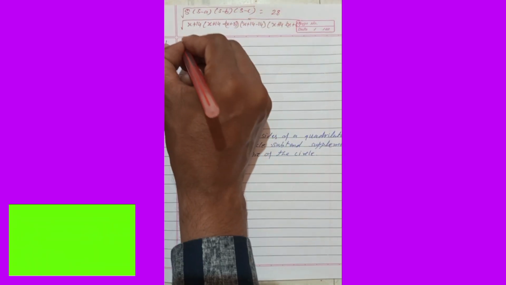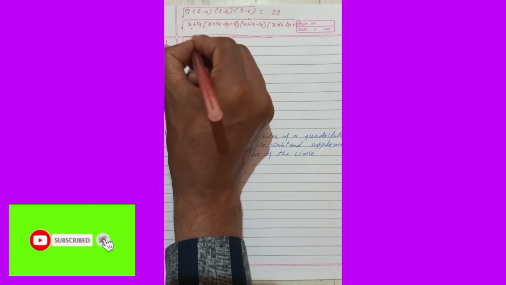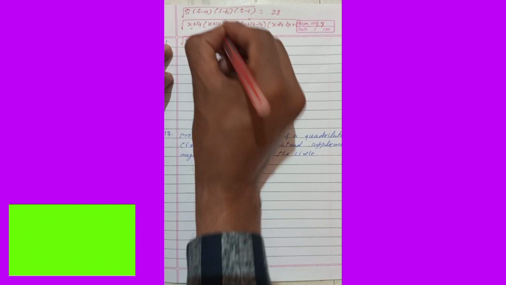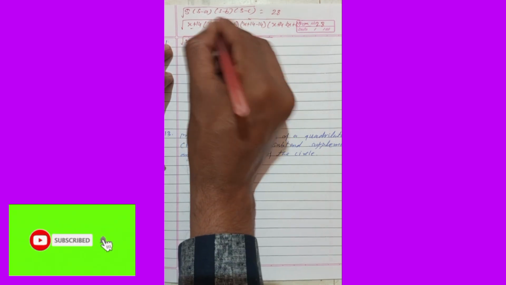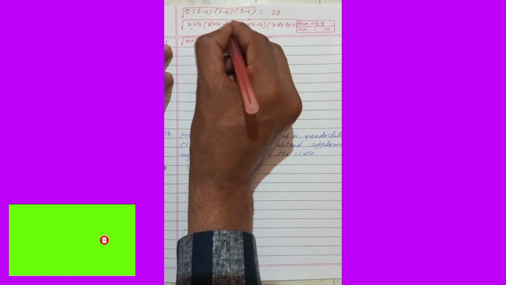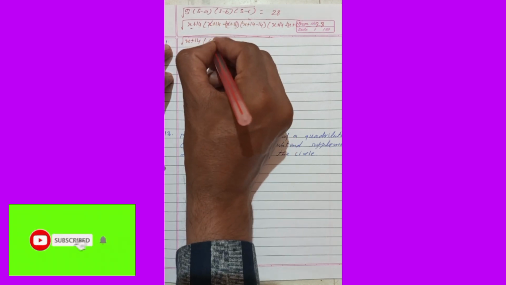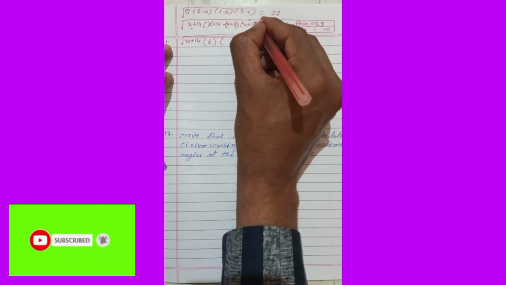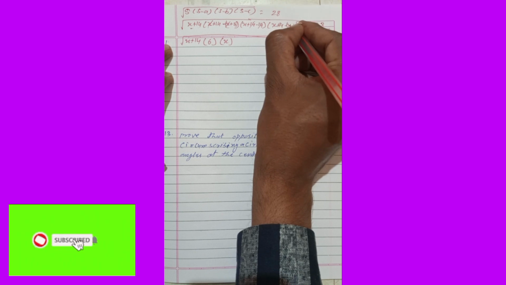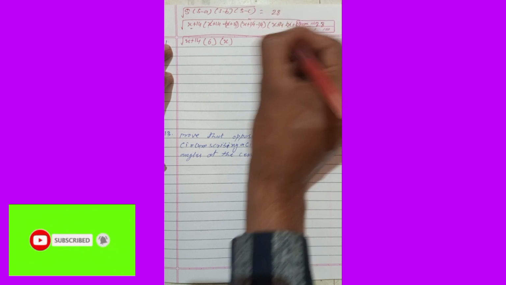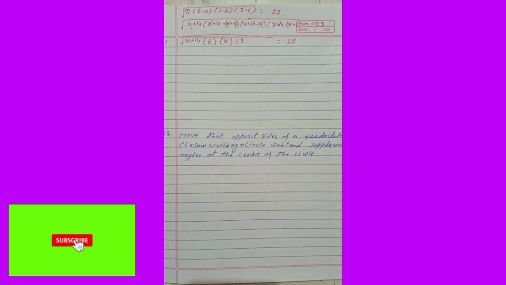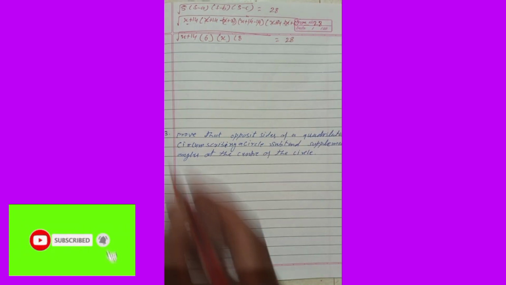Now we can write it this way: x plus 14 into that, equal to 28 centimeter. Here x minus x cancels. 14 minus 8 is equal to 6. Then 14 cancels, and x and x also cancel. 14 minus 6 is equal to 8. This is equal to 28.